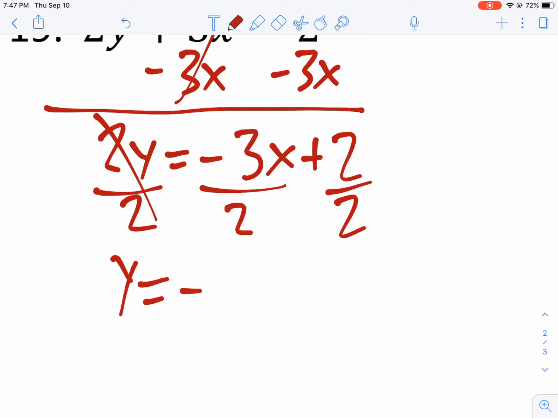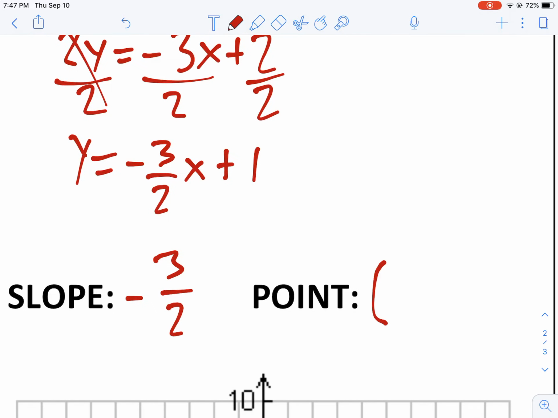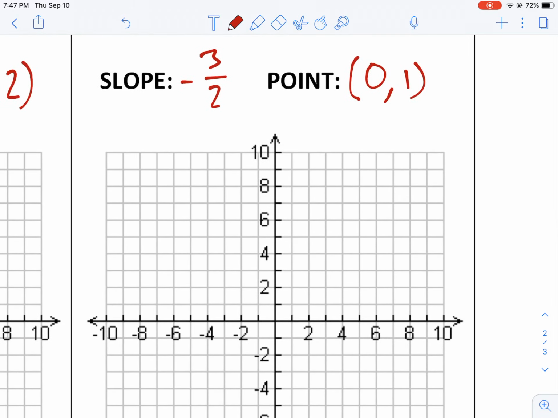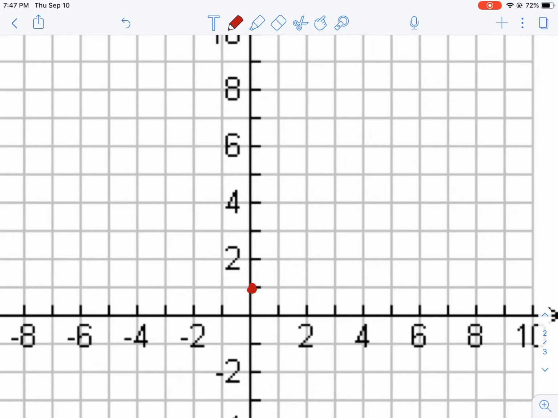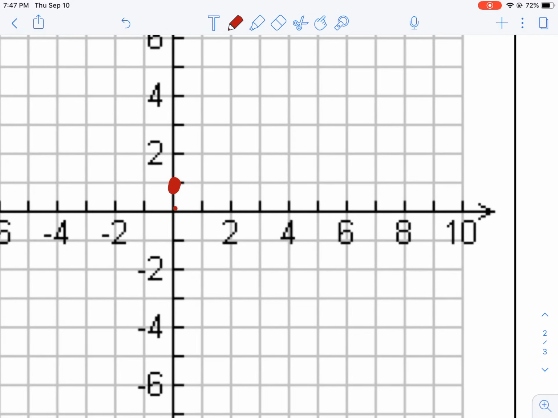This first term, we're just going to leave as a fraction, that way we can see the rise over run. Our second one, 2/2, that's 1. So now we know our slope is -3/2, and our point is our y-intercept right there, which is 0, 1. So we're going to start at our y-intercept, which is 1. And then our slope is -3/2, so we're going to be going down 3 and to the right by 2.